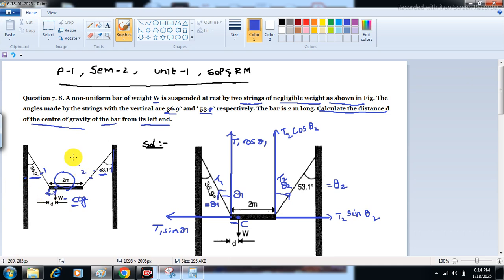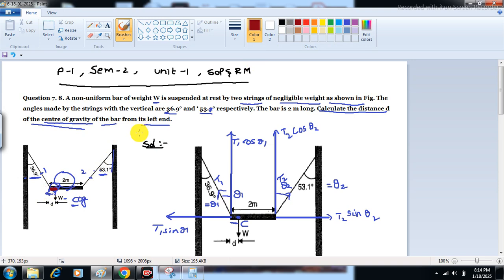So what is center of gravity? The center of gravity is like a center of mass, an imaginary point. We can assume the whole weight of the body to be acting at this point. Such a point is called the center of gravity. So we have to calculate this distance, from the left end to the center of gravity.